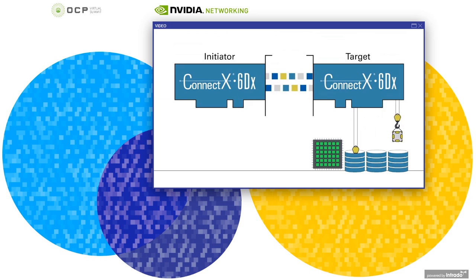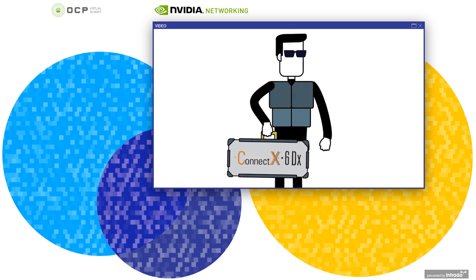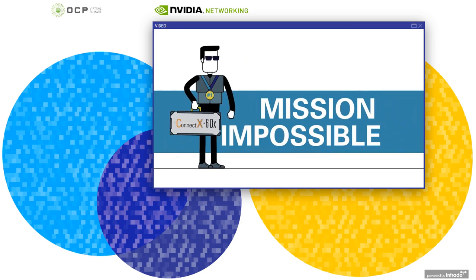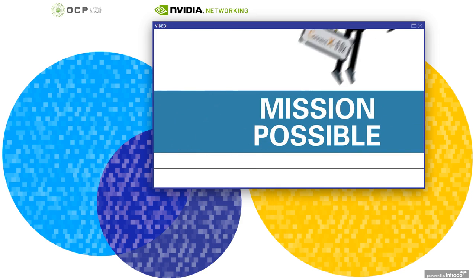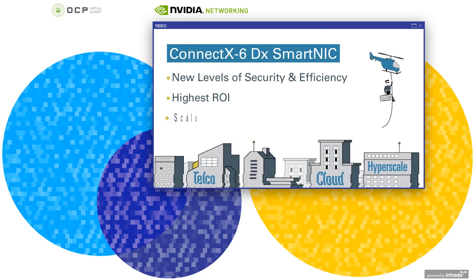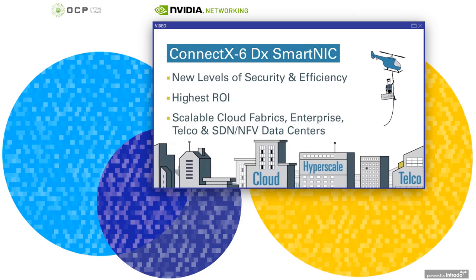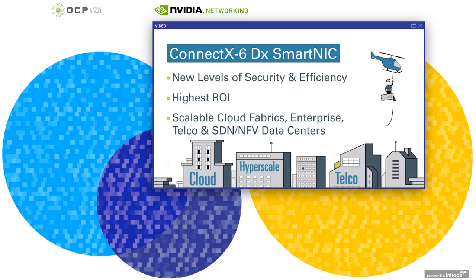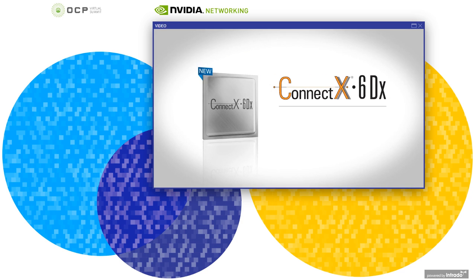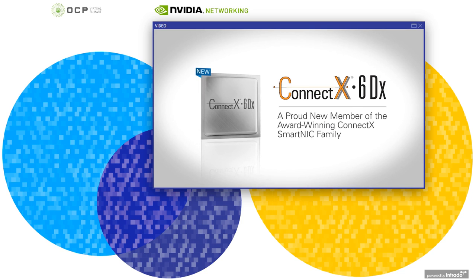ConnectX-6DX advanced NVMe over Fabric offload capabilities also make it the NIC of choice for storage workloads. Simply put, ConnectX-6DX is the finest SmartNIC available, making the impossible possible by delivering new levels of security and efficiency with the highest return on investment for scalable cloud fabrics, enterprise, telco, and SDN NFV data centers. Mellanox ConnectX-6DX, a proud new member of the award-winning ConnectX SmartNIC family.